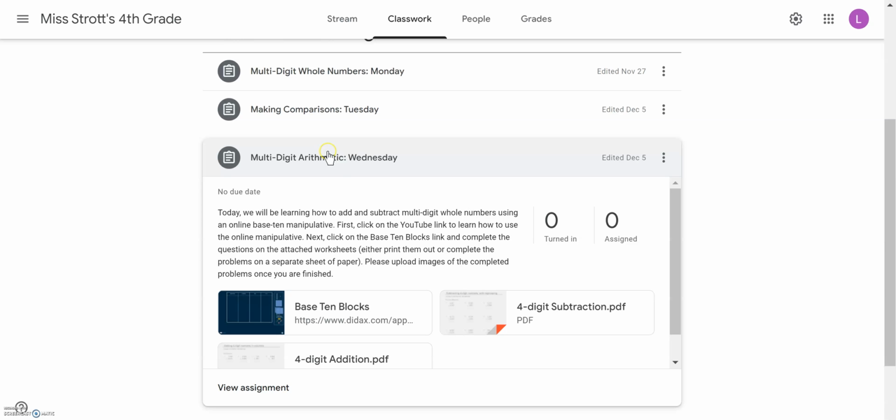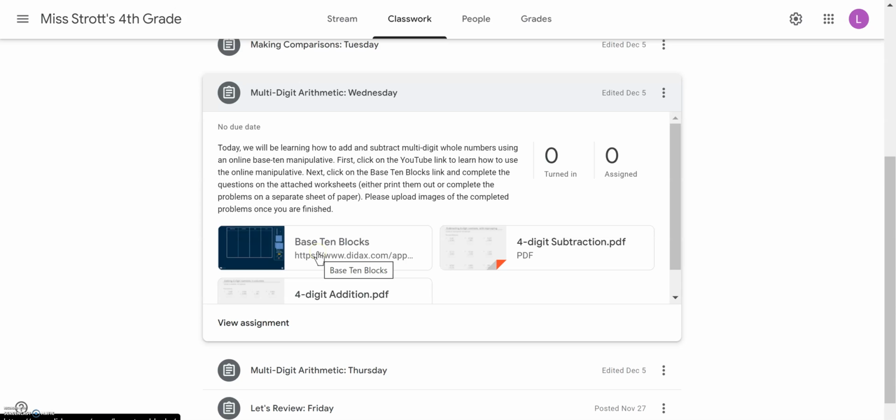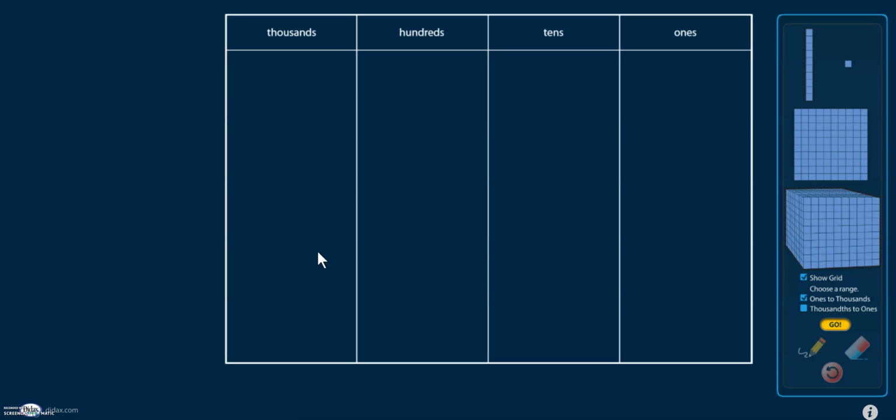So if you go into Wednesday's folder for this week's assignments and click on the Base 10 Blocks link, it'll take you to this wonderful website that will help you figure out these problems. If you look over here, you can either choose to show this grid that separates the thousands, hundreds, tens, and ones places to easily separate those out in your mind in a visual way.